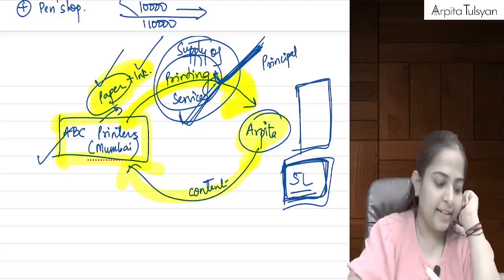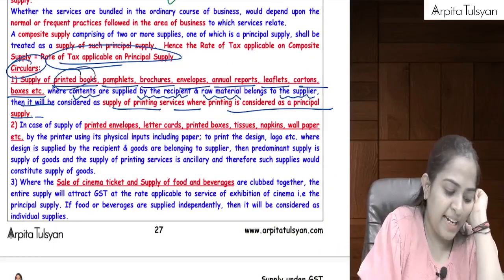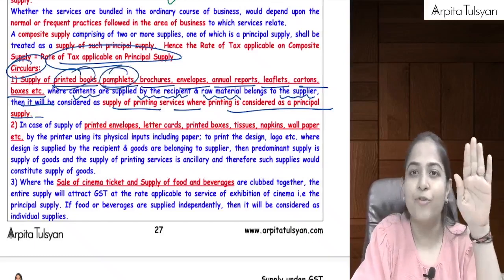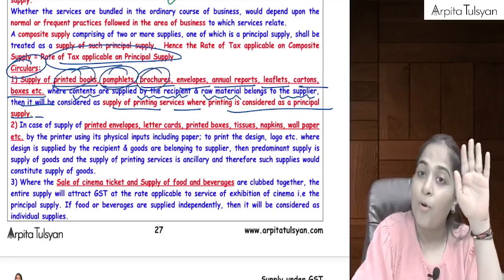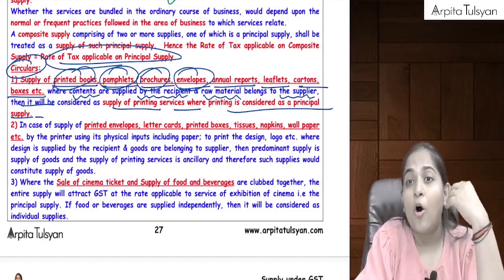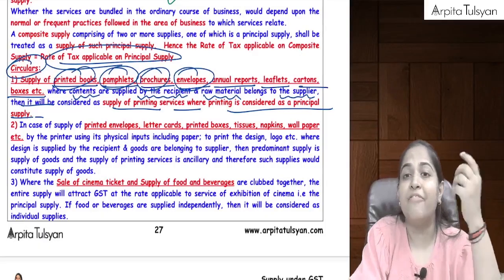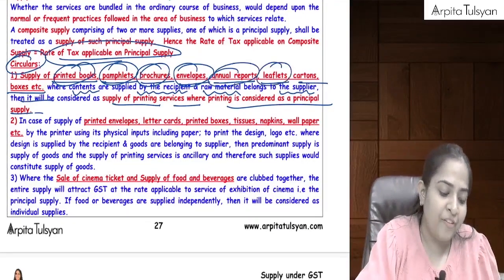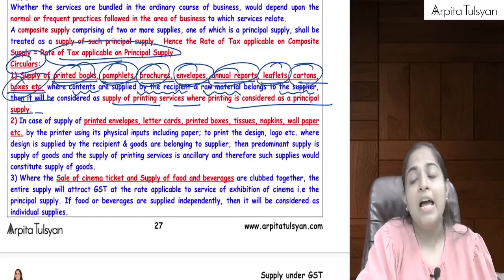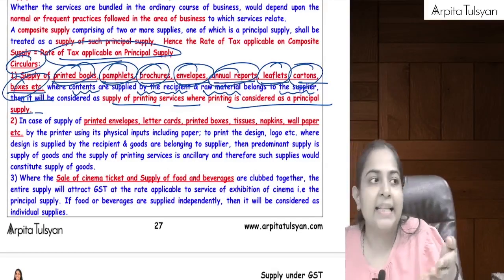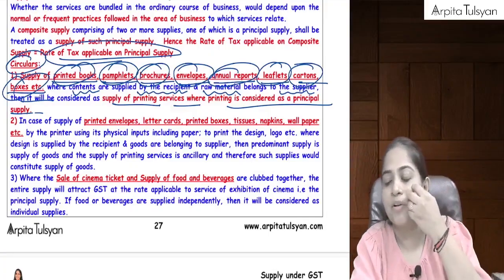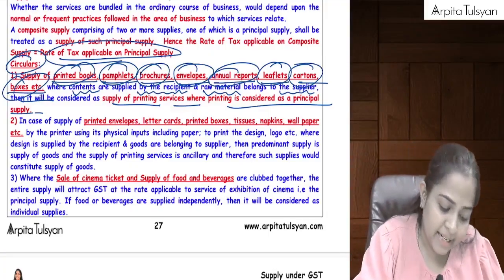Are you clear till here, everyone? Yes, so similarly, printed books, pamphlets. In pamphlets also, if I want to get my pamphlet printed, I will have to give the content. Similarly for brochures. Similarly, on envelopes, if I want to get my name printed. Similarly for annual reports, leaflets, carton boxes, etc., where I am providing the content and the other person is just going to provide the printing services, so it will be considered as supply of printing services.